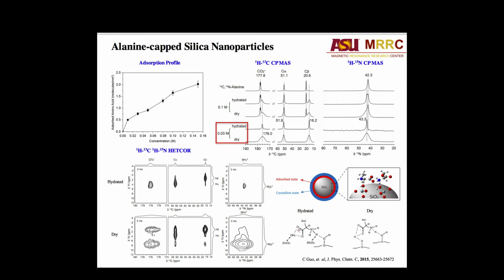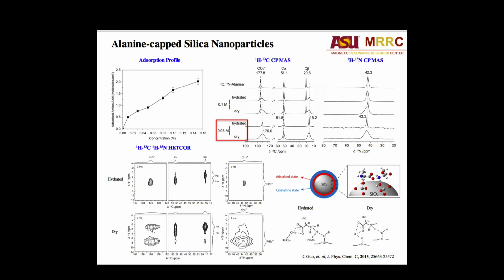And next we studied the alanine capped 6 nanoparticles, and the study we conducted here is a little bit different from the former one, which is the lysine capped 6 nanoparticles. Also we determined the absorption profile for the alanine, and we can see two-stage absorption: the first one is the monolayer absorption, and the second one is the multi-layer absorption. In this study we prepared two different samples, one is the low coverage sample, and the second one is a high coverage sample. And this work has been published in 2015.